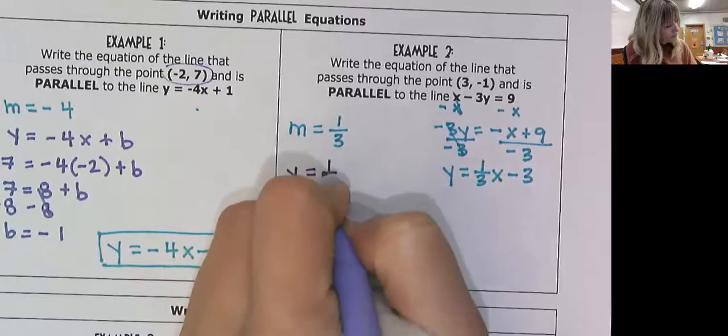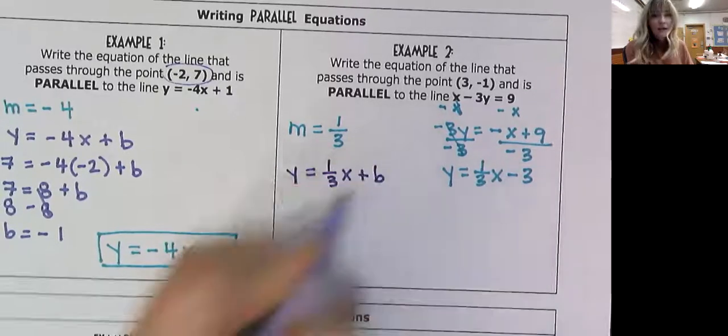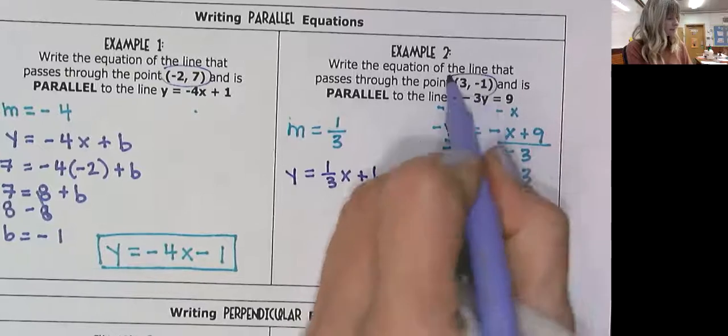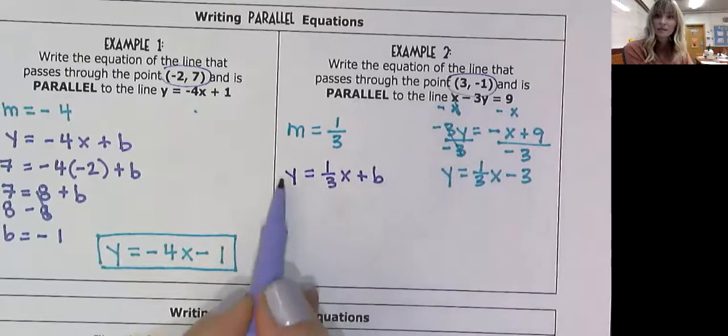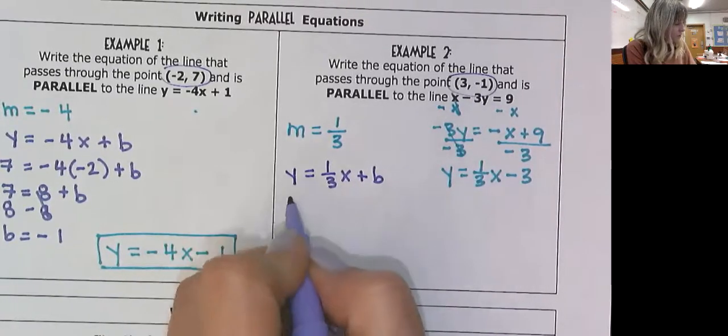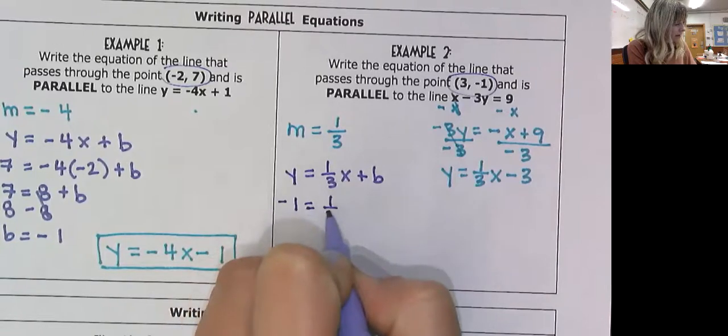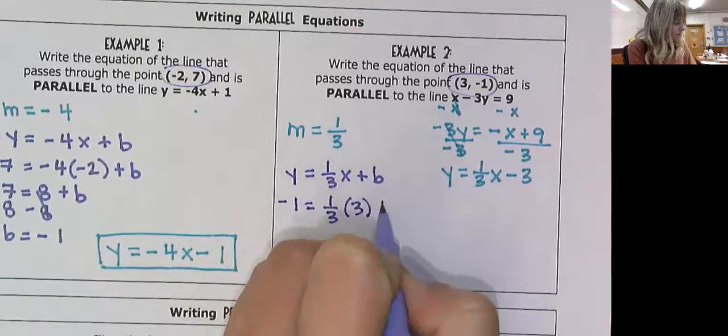y equals 1/3 x plus b. And now I'm ready to take this ordered pair and plug it into this equation. So y equals mx plus b.